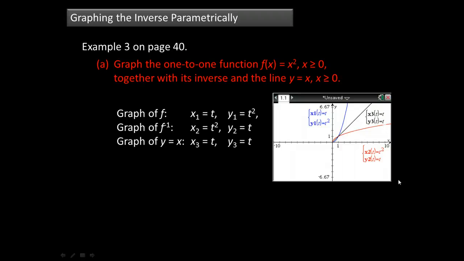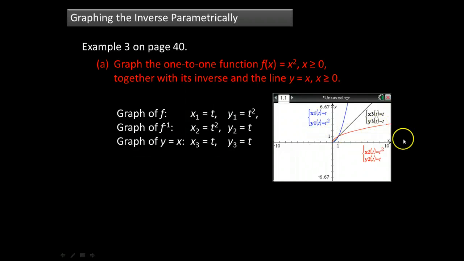And by all means, go ahead and stop the video right now and enter those things if you would like to, just so you can see it happen right before your very eyes. And when you do that, you should get something that looks very similar to this. First of all, the blue line here, this is the first parametric pair when x is t and y is t squared. You can see that looks like the right half of our parabola, which comes from x squared, for our domain of x is greater than 0.